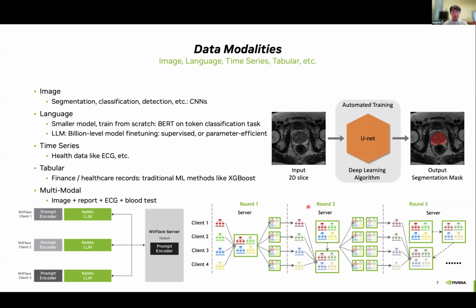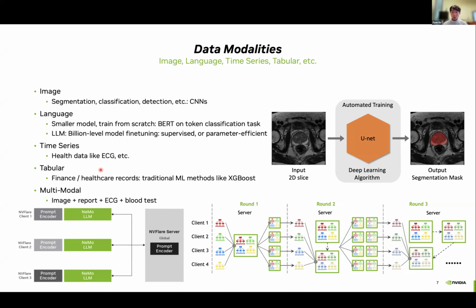And let's talk about data modalities and tasks related to them. We can have images, like this segmentation task: we input a 2D MR slice, and hopefully with some deep learning algorithm, it can give us the predicted segmentation mask. We can have language, with smaller models like BERT on token classification tasks, and recent large language models, which can be billion-level, with fine-tuning, either supervised or parameter-efficient fine-tuning schemes. And we can have other data modalities like time series, healthcare data like ECG, and tabular data commonly utilized in the financial sector and also in healthcare records.